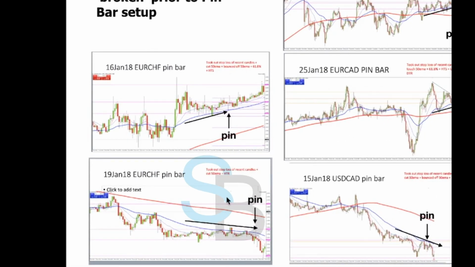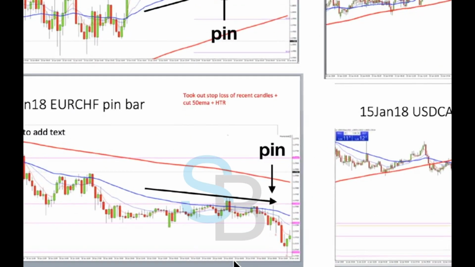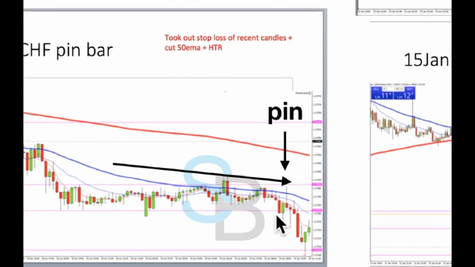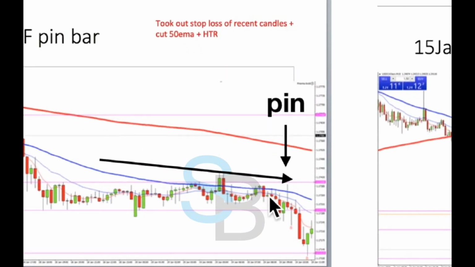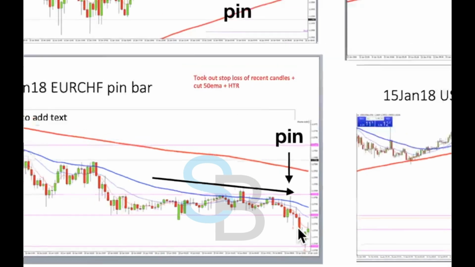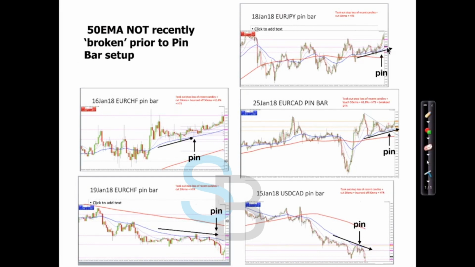Here's another example. Let me just zoom in. So again, you can see over here, this is the 6 crossing 18 EMA. Within 10 candles, we've got a pin bar that appears over here. So again, before the pin bar appears, we have got the 50 being a clear resistance, right? So it does not break outside of the 50. It stays within the 50. So again, it was a winning trade. Another example over here.